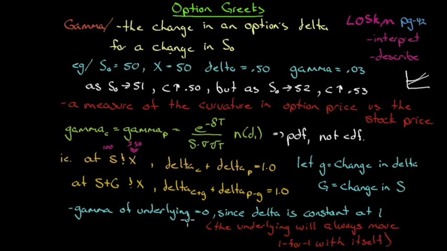The gamma of the underlying is 0, since delta is constant at 1. Delta never changes. No matter where the underlying price goes, its delta will always be 1. Since its delta never changes, the rate of change of delta of the underlying has to be 0. It has a gamma of 0. The underlying will always move 1 for 1 with itself.